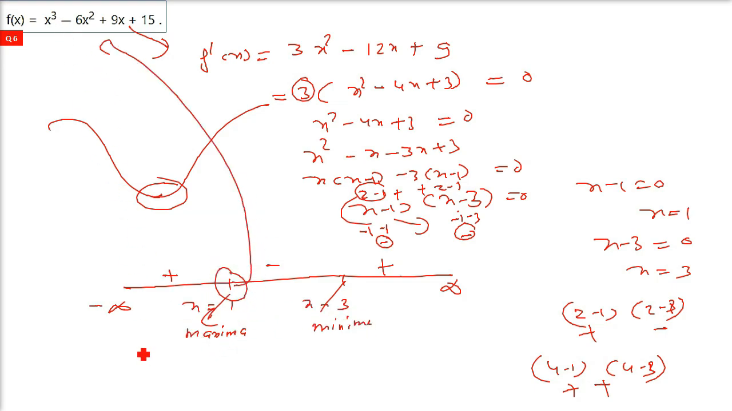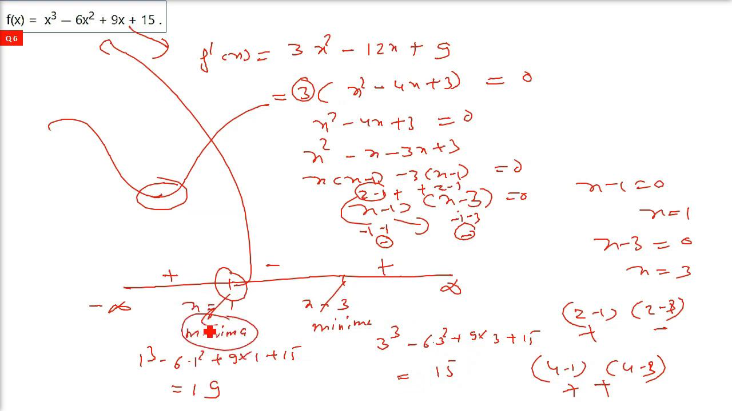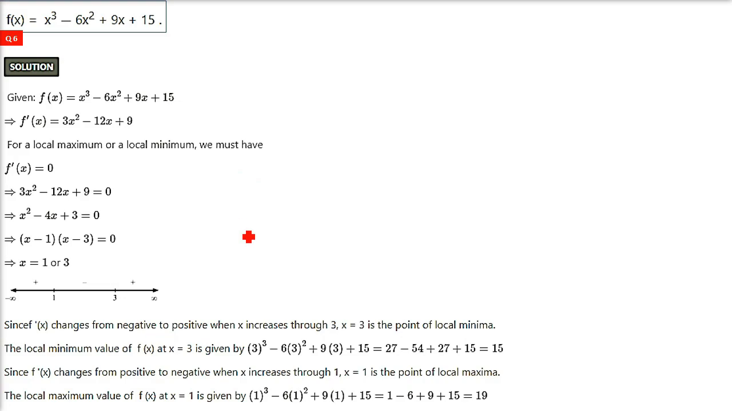Now place x equals to 1 here: 1 cube minus 6 into 1 square plus 9 into 1 plus 15. All this will come as 19. Now place x equals to 3 in the original equation in order to get the value of local minima. So you place x equals to 3 here. What are you going to get? 15. So at x equals to 1, the local maximum value is 19. At x equals to 3, which is the local minima, the minimum value is 15. Okay, so this is how you are going to write. This is the solution in front of you, so that you can refer to it.